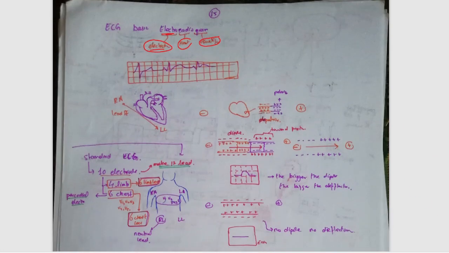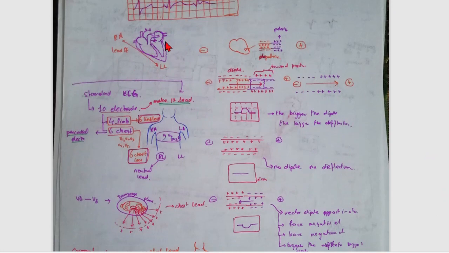So first of all, this is your heart. I have drawn your heart. Now you have to remember that a standard ECG has 10 electrodes. An electrode is actually a metallic strip. So these are 10 electrodes: four are limb electrodes, and six are chest leads. The six chest leads are also called precordial electrodes.